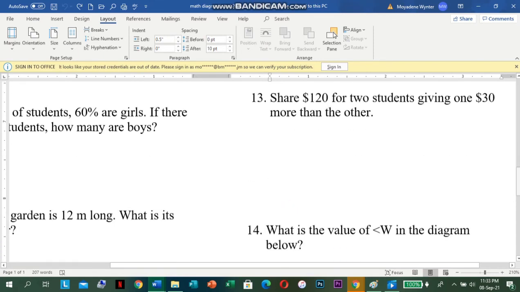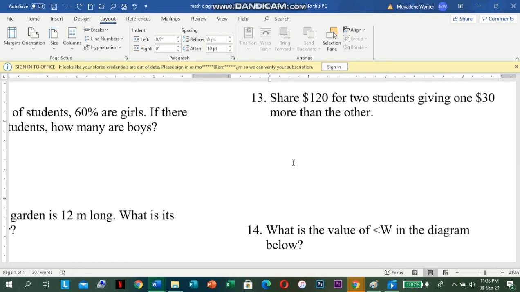So this question here says: share $120 for two students, giving one $30 more than the other. Let me read it again. Share $120 for two students, giving one $30 more than the other. Do you understand that question?